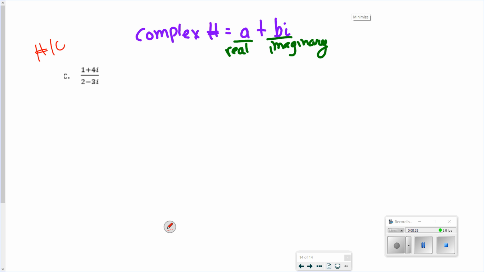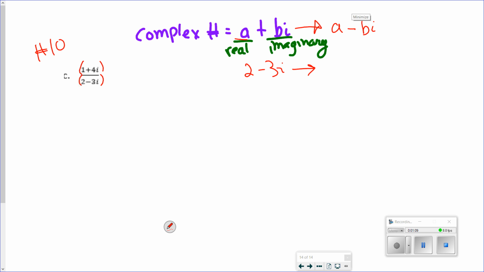When you're dividing two complex numbers, like what we're doing here in letter C, this is from number 10 on your quiz review. To divide complex numbers, big picture, what I want to do is get rid of the imaginary part of the denominator. So to do that, we multiply the top and the bottom by the conjugate of the denominator. Conjugate means you take your complex number, you keep the real part the same, and you make the imaginary part opposite.